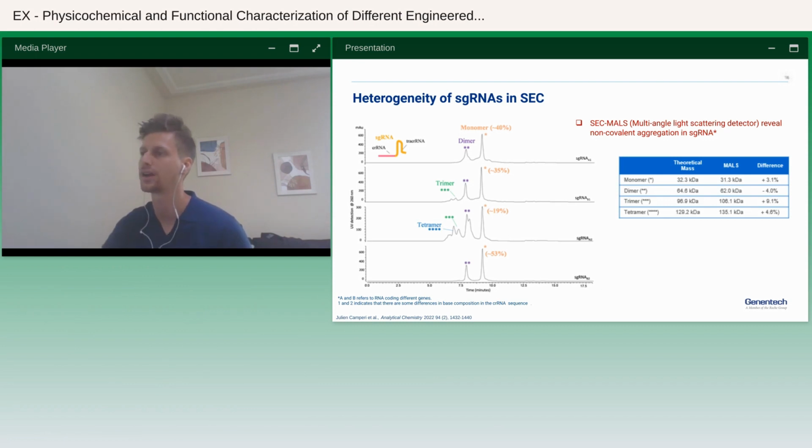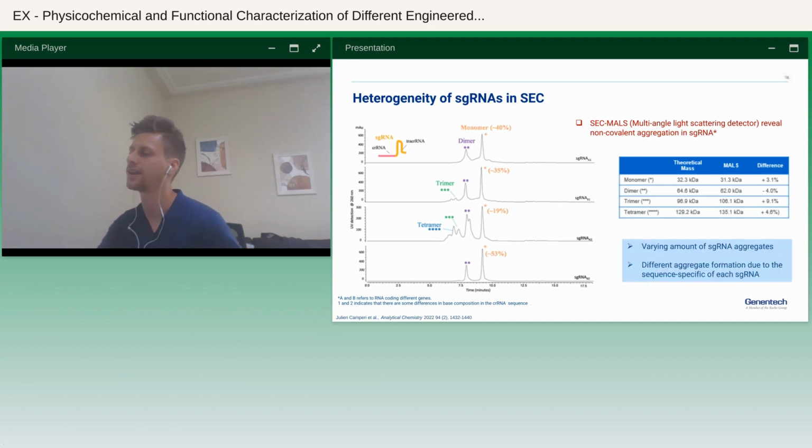Basically, we have the monomer between 53% and 90%. And then we have different aggregates. We identified dimer, but also trimer and tetramer. For the tetramer, for example, using MALS detection, we observed that this tetramer has a molecular weight of 145 kilodalton. And so we can conclude from this slide that we have varying amounts of single guide RNA aggregate, and also that the different aggregate formation is due to the sequence specificity of each single guide RNA.